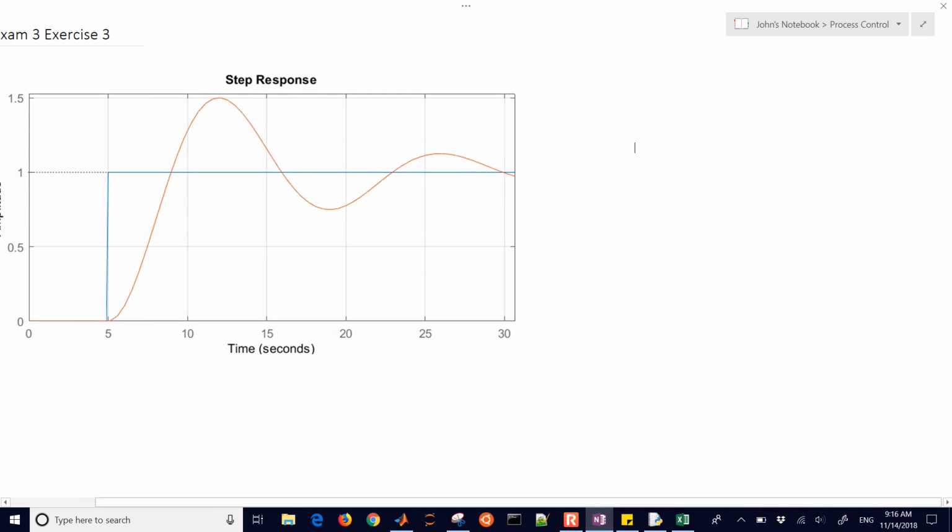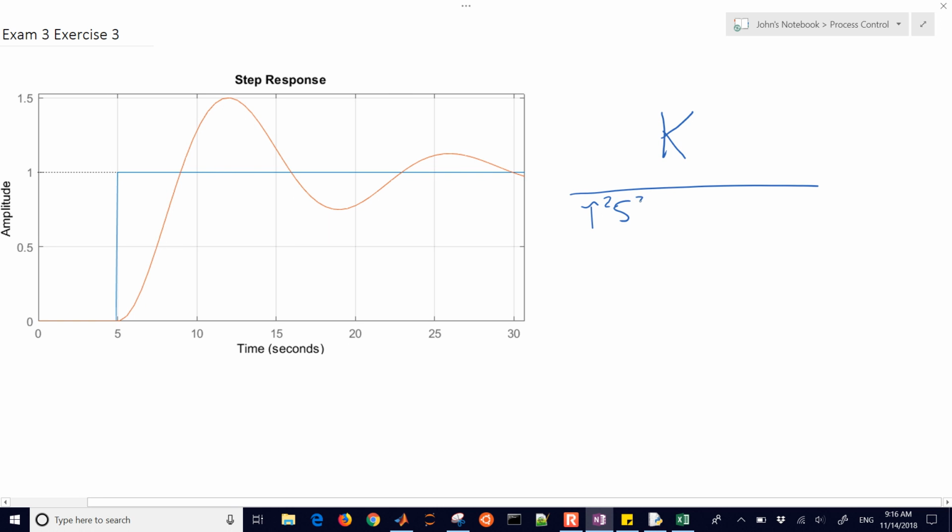And a second order system is going to be K over tau squared. I'll just put this as K so it doesn't confuse us which K it is. Then tau squared s squared plus 2 zeta tau s plus 1, times e to the minus theta s. So we want to fit this response to that second order form, and in order to do this, we're going to first start with the gain.